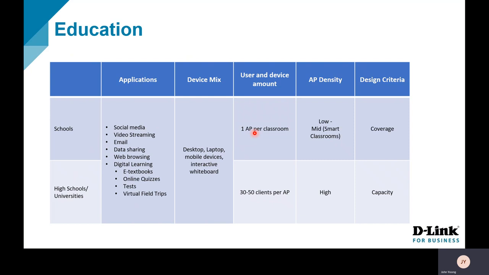Like I said, for smaller primary schools, one AP per classroom is okay already, with around 10 to 20 students. But for a university, the theater is very big. Target 50 clients per AP, so you need to put in more APs. For example, if the theater has 200 students, you need to put 4 APs to handle the capacity.